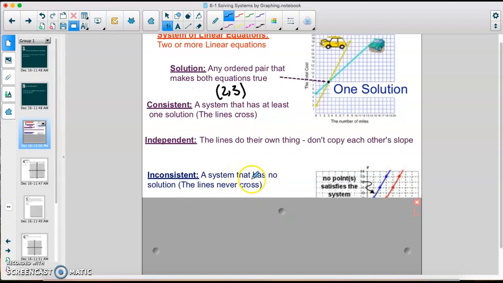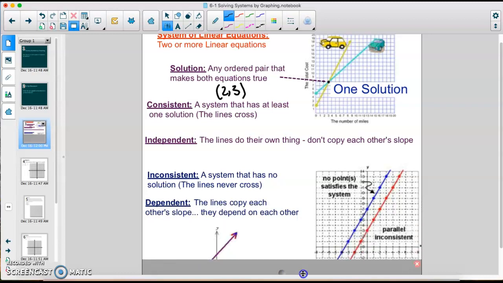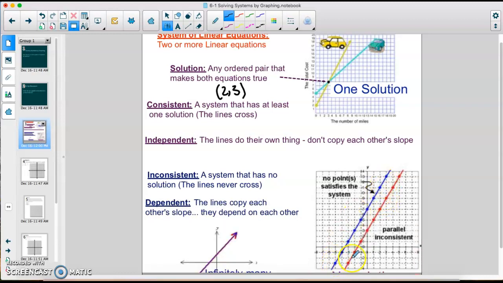Now, inconsistent would be a system that has no solution. So, for example, the lines never cross. If the lines never cross, they're parallel, right? And so these lines are parallel, so they're inconsistent. There's no solution. They never cross. There's no intersection point. And so basically, in practicality, what this means for us is that there's no solution. And that's why I don't like the inconsistent, consistent, dependent stuff. I don't think it's real useful.